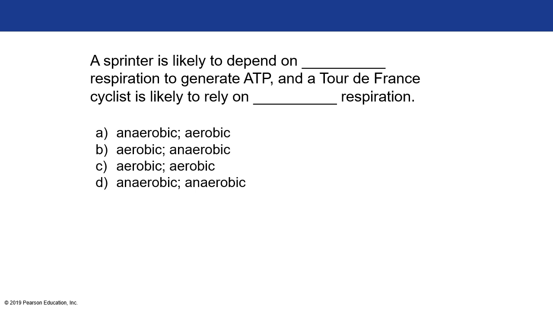Okay. A sprinter is likely to depend on what kind of respiration to generate ATP? And then a Tour of France cyclist. Tour of France, it takes forever. Anybody do cycling here? Yeah, it's fun, right? Cycling is a lot of fun. So you need to have a lot of endurance for a long time. So what is the type of energy that you're using here for a sprinter in comparison to a Tour of France?